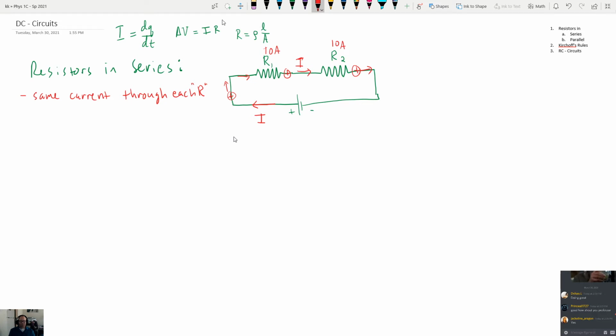The other thing we know from our discussion of capacitors and the way they work in series is that if the potential difference across this battery is delta V, then the potential difference across R1 is delta V1, and the potential difference across R2 is delta V2. So if we give them these numbers, what we know is that the total potential difference in the circuit, or the total voltage, should be equal to delta V1 plus delta V2.